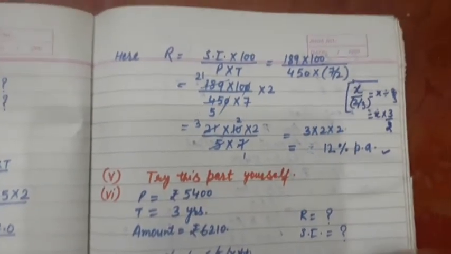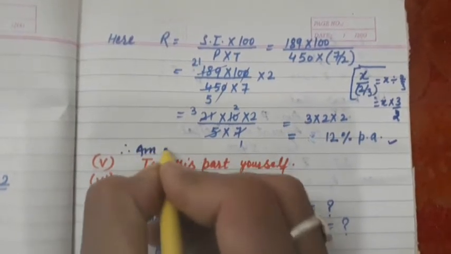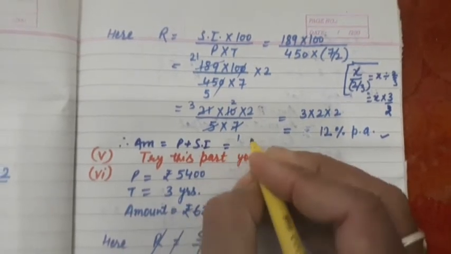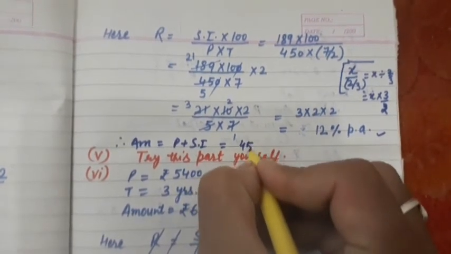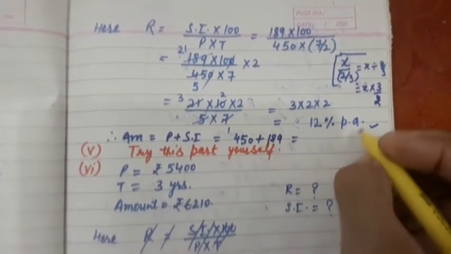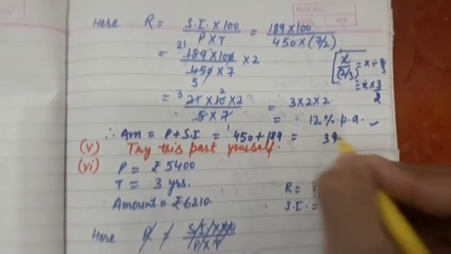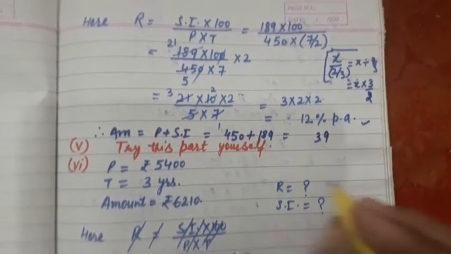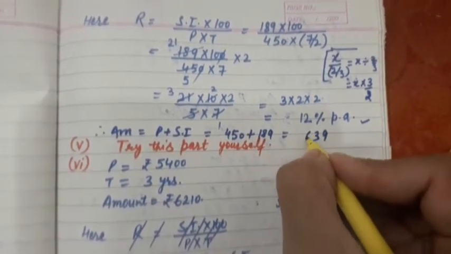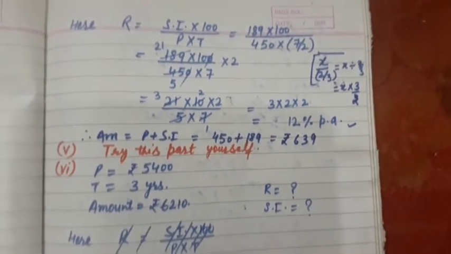So in this question we have to find the amount also. The formula for amount is equal to P plus SI. Principal is already given in this question, that is 450, plus simple interest is also given, that is 189. It becomes 9 as it is. 8 plus 5, that is 13, 3 is there, and then 4 plus 1 is 5, 5 plus 1 is 6, it is rupees 639. So this is the amount.